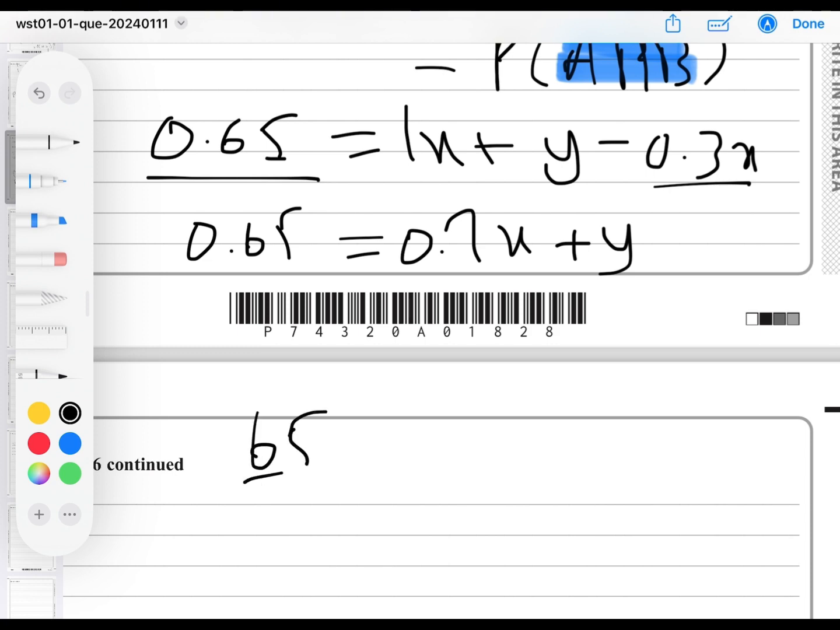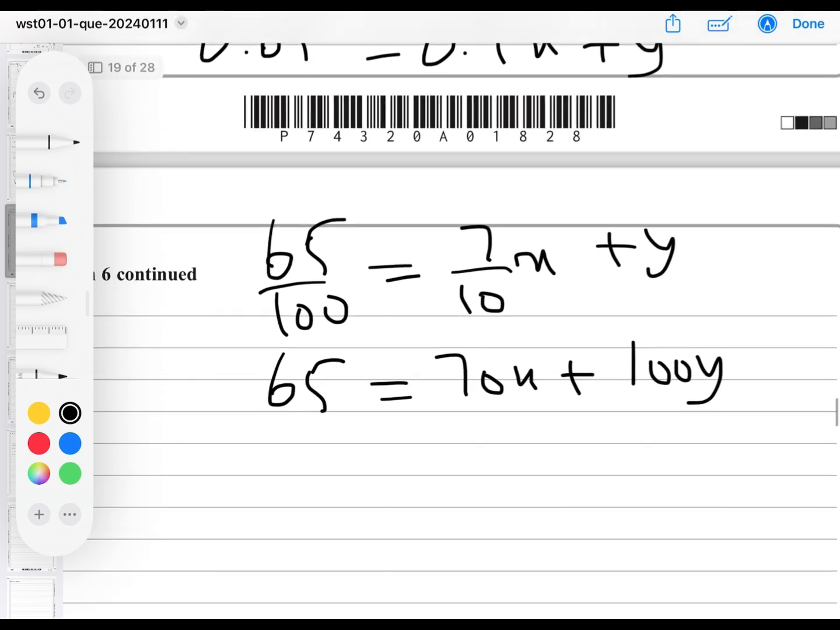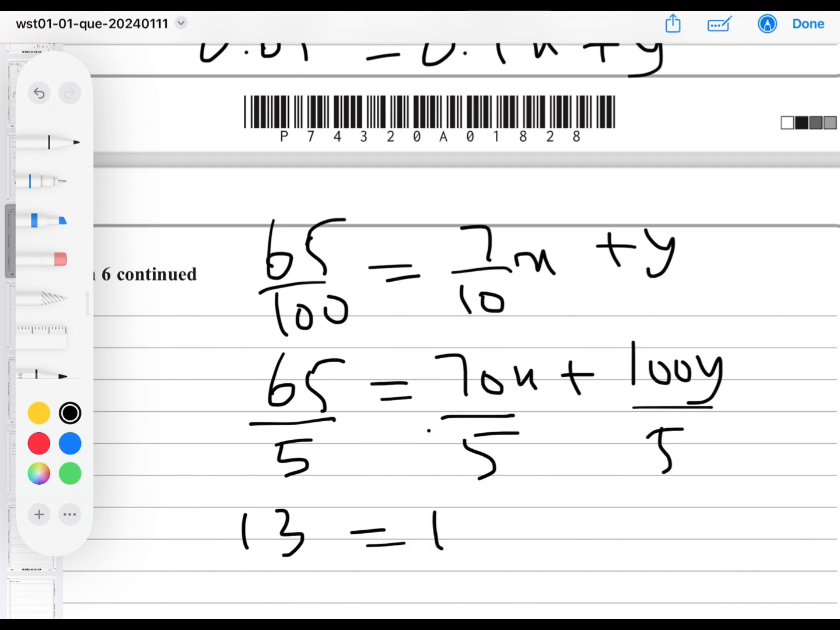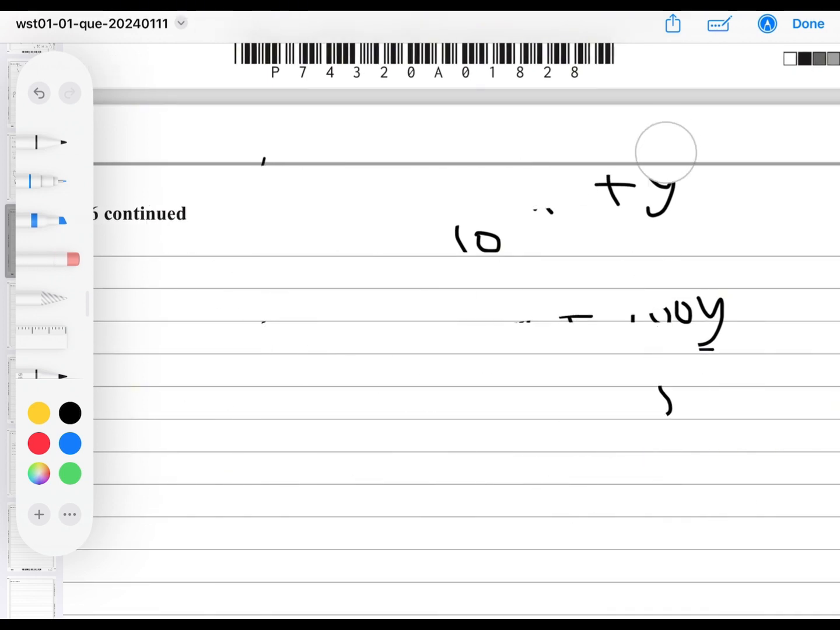This will become 65 upon 100 equals 7 upon 10 x plus y. Multiplying the whole equation by 100, we will get 65 equals 70x plus 100y. Now we will divide everything by 5 as a common factor, giving 13 equals 14x plus 20y. So there you go, this is the first part. The first part is done, and I hope it's clear. Now moving towards the next part.